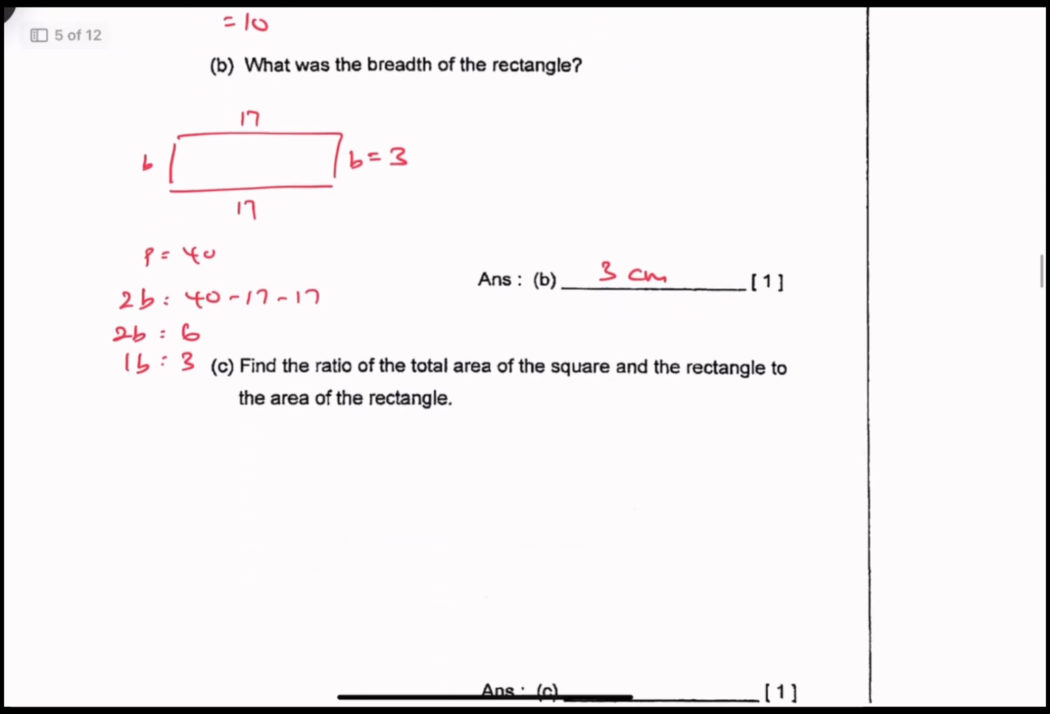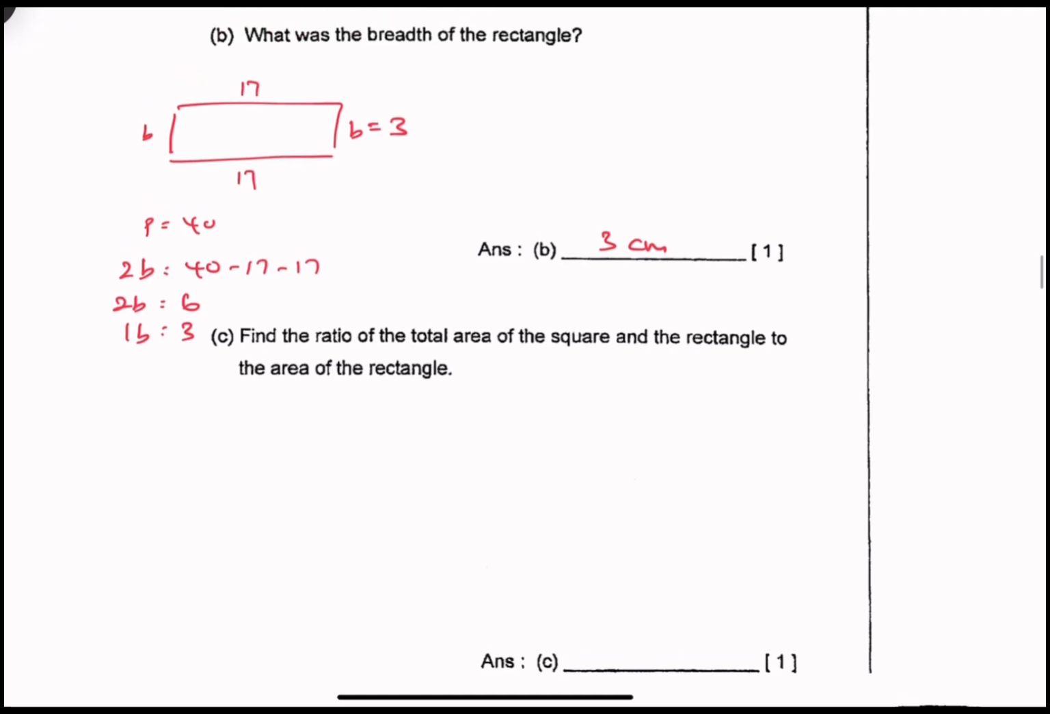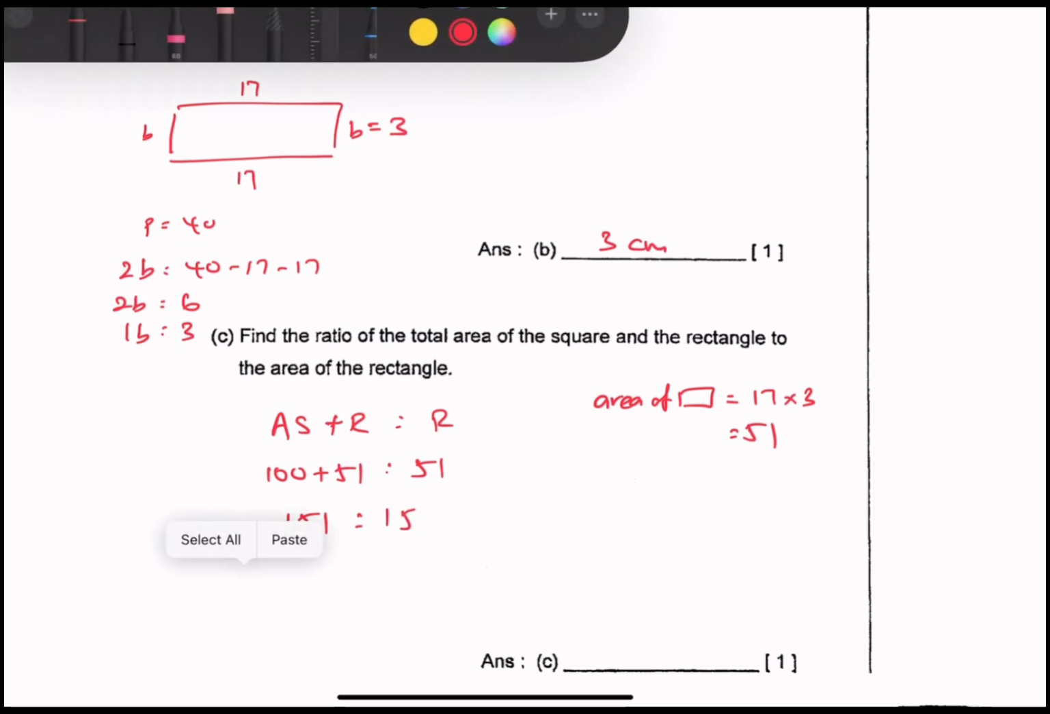Okay, next. They say find the ratio of the total area of the square and rectangle. They want the area of the square to the area of the square plus the rectangle. So the number in front will be bigger. First we need to find the area of the rectangle. The area of the rectangle is actually 17 times 3. That will give you 51. For your square it is 100. So 100 plus 51 is to 51. So it's 151 is to 51.